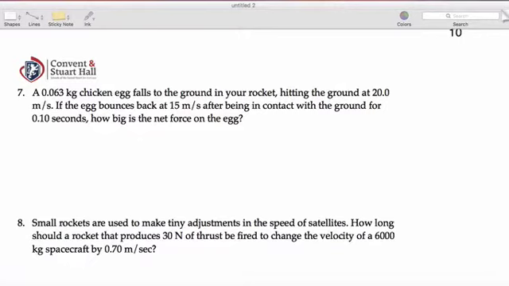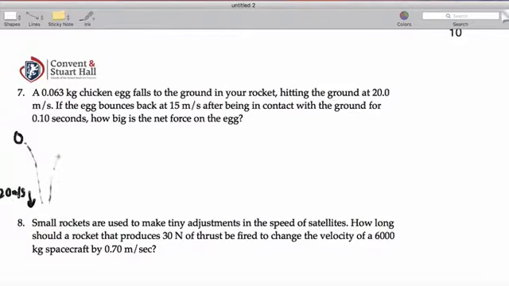All right, a 0.063 kilogram chicken egg falls to the ground, and it hits the ground at this speed. It bounces back at a different speed, and we want to get the force on the egg. So let's actually draw this. We'll have the egg hit the ground at a speed of 20 meters per second, and I'm going to make downwards negative. It will then bounce back up at a speed of plus 15 meters per second.